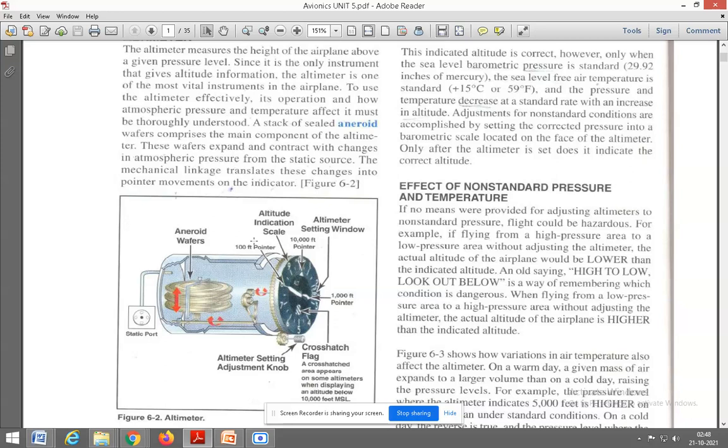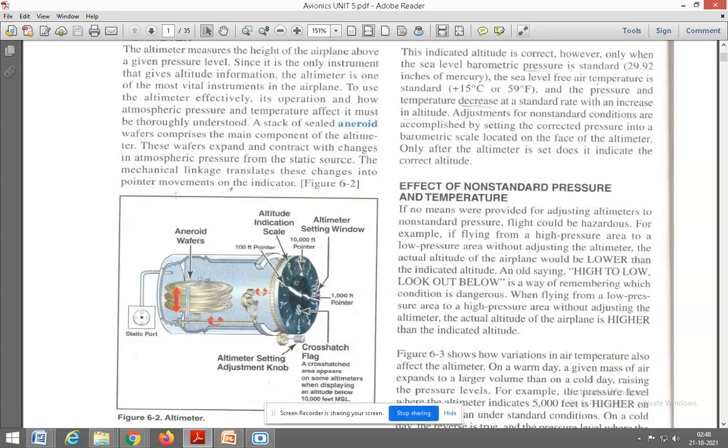The main part of the altimeter is the aneroid wafer. This one, the golden colored part, is the aneroid wafer, which is the main component in the altimeter. These wafers expand and contract. I think you all know what expand and contract mean: it will become small and large.